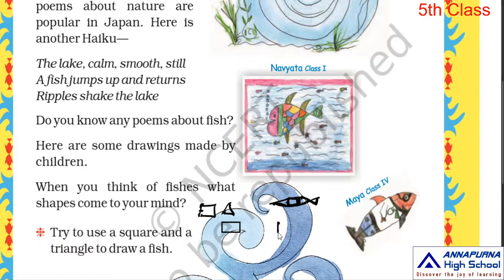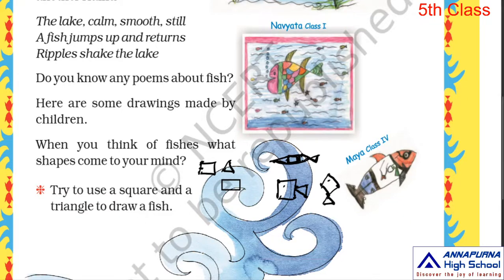Take square, draw one square here. This is the square, and draw one triangle. So this is the triangle. So this is called one kind of fish. So you can draw the square in another way. This is the square and this is a triangle. So just like that we can draw the fish by using square and triangle. Next.